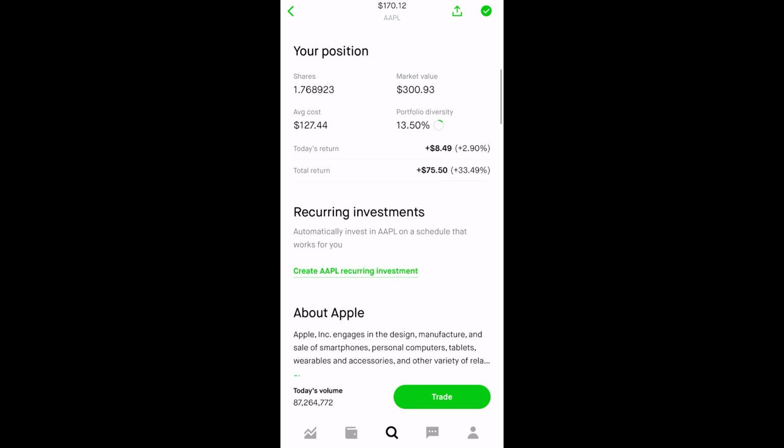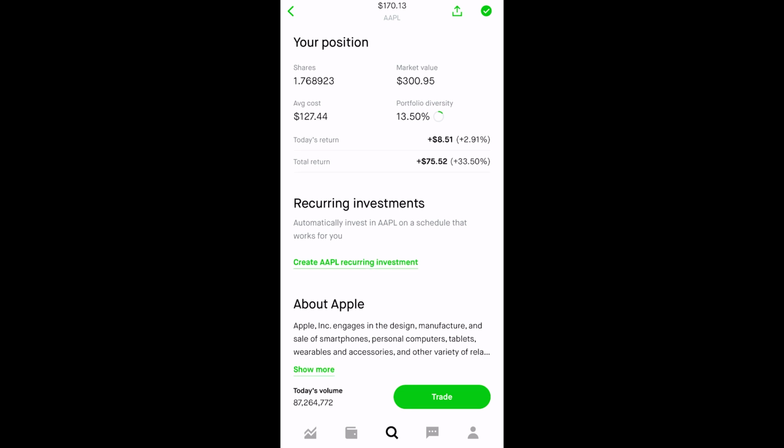Now, if we scroll down here, you're going to see recurring investments. This is just asking if I want to set it up so that I can buy shares of Apple every single month or every single week through Robinhood. This is a very handy feature, but I'm not going to be using it on this. And so that's why it's available right there.